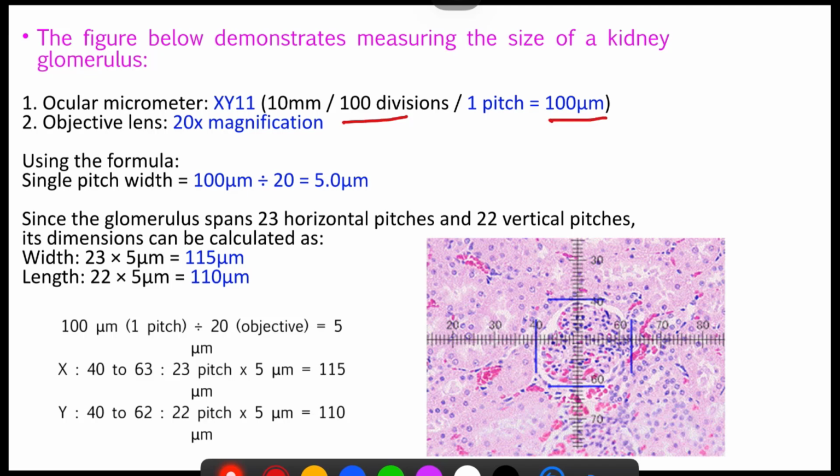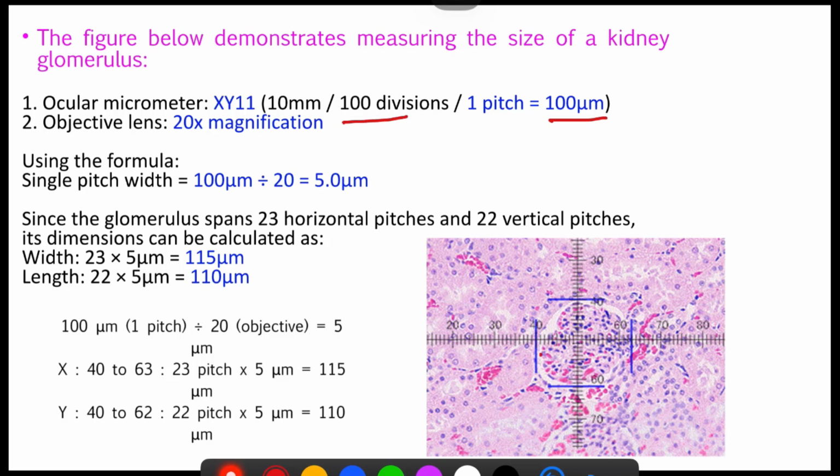Here you can see the ocular micrometer scale, where you can identify the numbers written on it: 20, 30, 40, 80, right? Now we use the formula: single pitch width is equal to this 100 micrometers divided by the objective lens we are using. If 20, it is 5 micrometers.